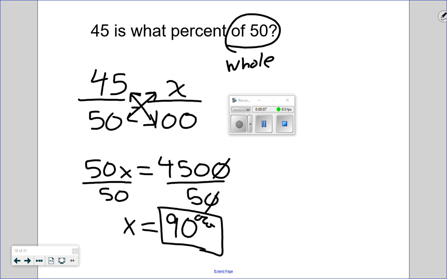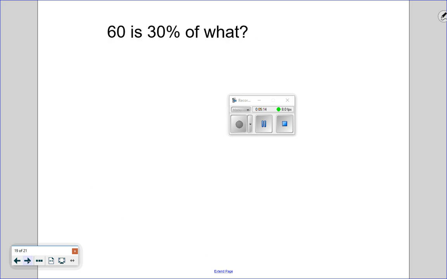And you always want to make sure your answer makes sense. 45 is pretty close to 50, so it should be close to 100%. 90% makes sense. It's a reasonable answer.